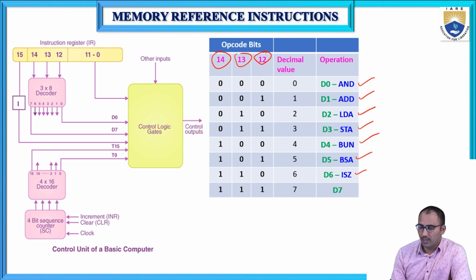Okay, so see here. When all input combinations are 0, 0, 0, it will perform the AND operation. In order to perform this AND operation, it requires both the control signals and the timing signals. Both are required, and then only we can perform this particular operation. Okay. So see here.